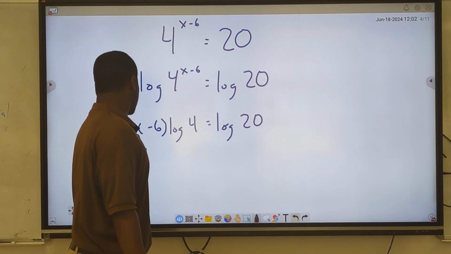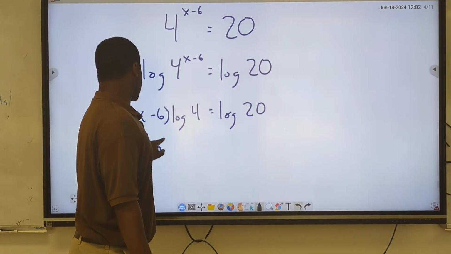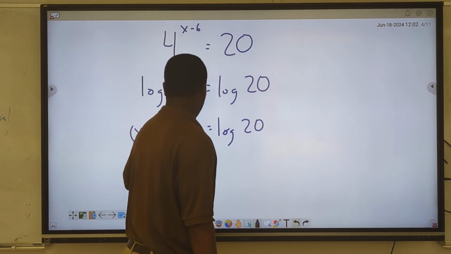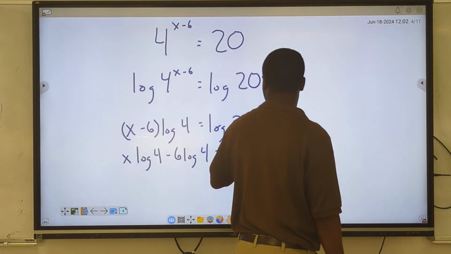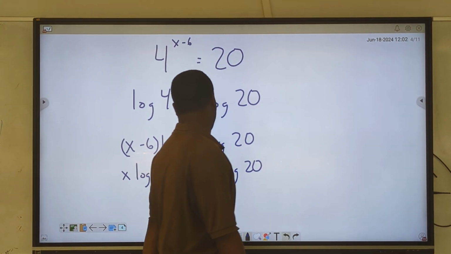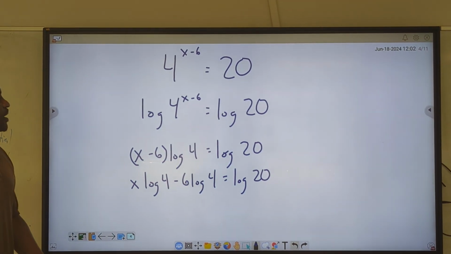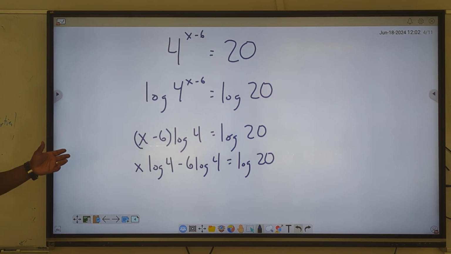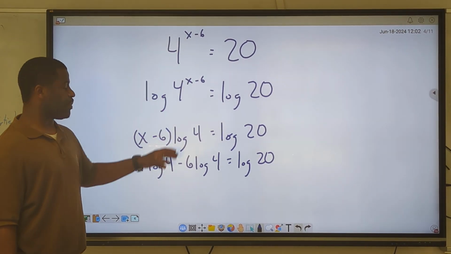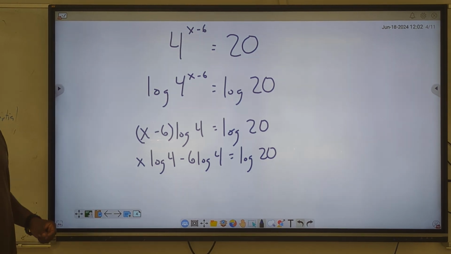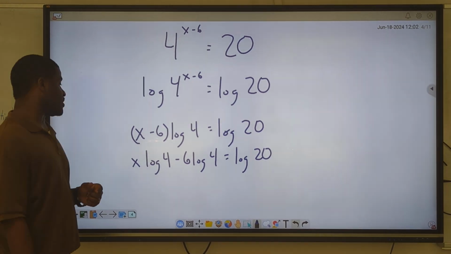Now we need to distribute. That's going to be x log 4 minus 6 log 4 is equal to the log of 20. Now, we were able to do this much easier when we had the same base on both sides, but the goal is still to get x by itself.